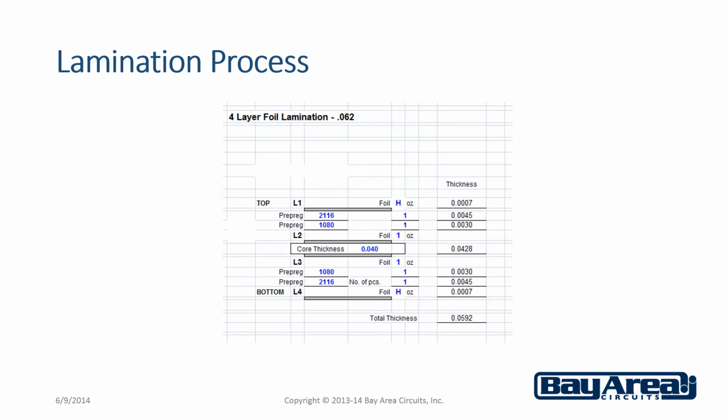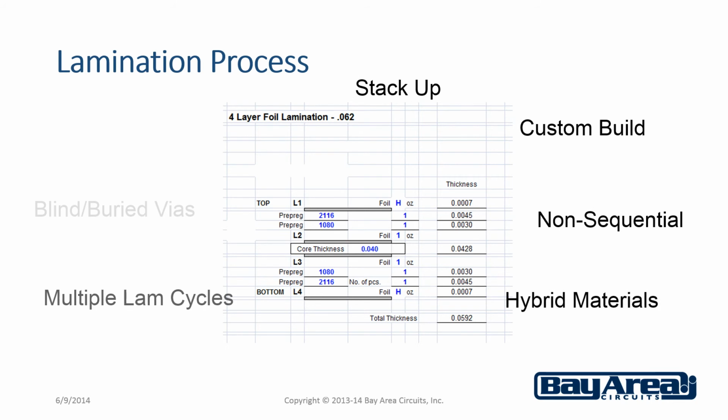Key factor number 10 is lamination process. This can add additional costs when it requires something outside the standard process. These processes include sequential lamination or laminating FR4 with a different material type such as polyimide.